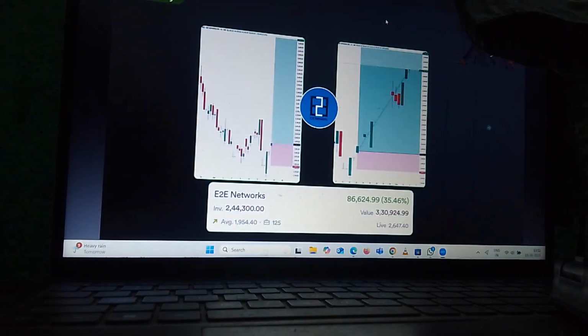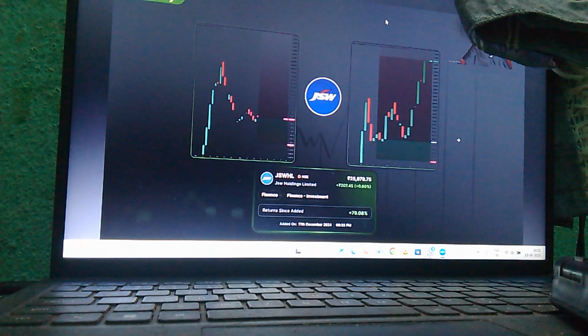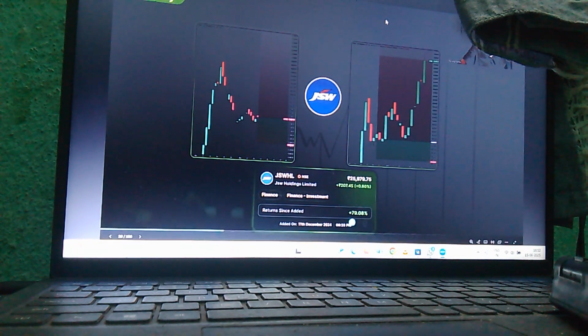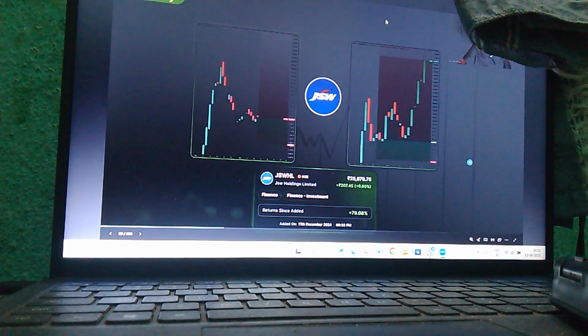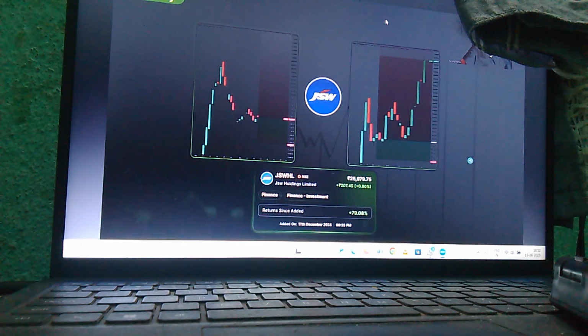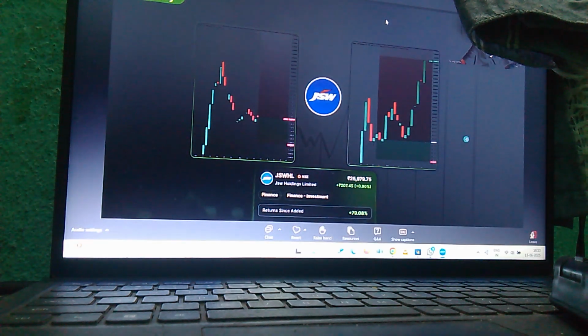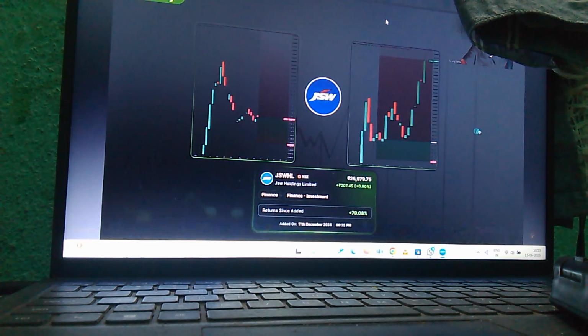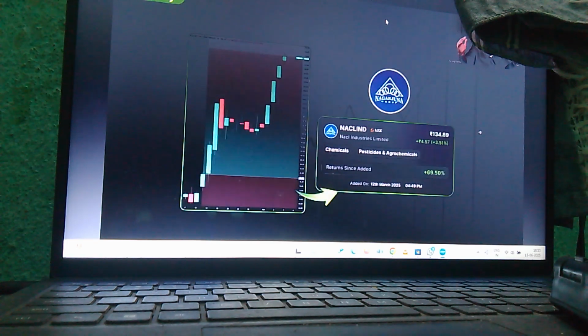This is E2E Networks, which is a cash segment stock, and you can again see 35 to 40% ROI in a matter of like 7 or 8 days, and again we were able to capture that move in the cash segment. This is another trade, JSW Holdings. We got a 79% move. Yes, 79% move in JSW Holdings in a matter of about 2.5 months, right? So that's again the power of how institutional trading and order block trading can really help you, even in swing trading and positional trading.